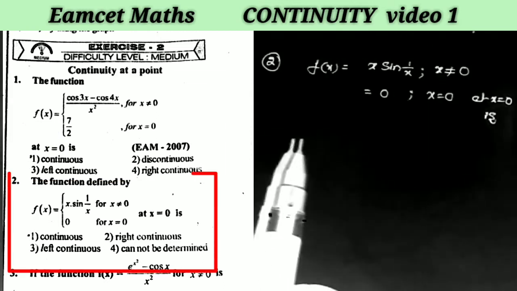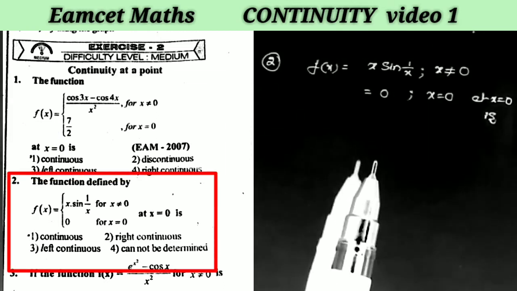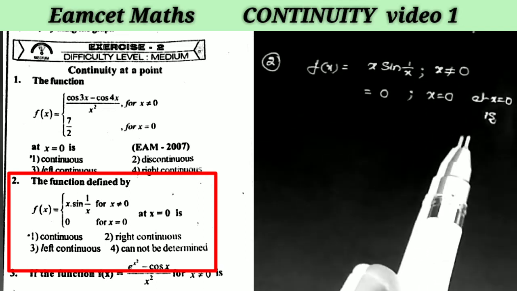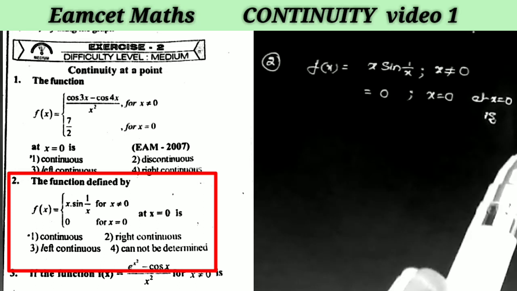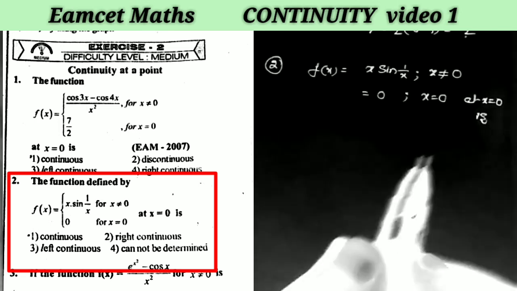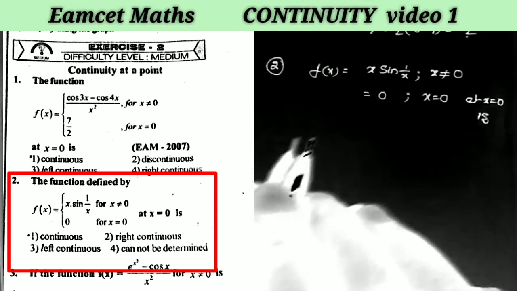Second sum, f of x is equal to x into sine of 1 by x for x not equal to 0, and this value is equal to 0 for x is equal to 0. At x is equal to 0, here also what are the options? Continuous function, right continuous function, left continuous function, cannot be determined. So again we have to check the values f of 0 and the limit value.